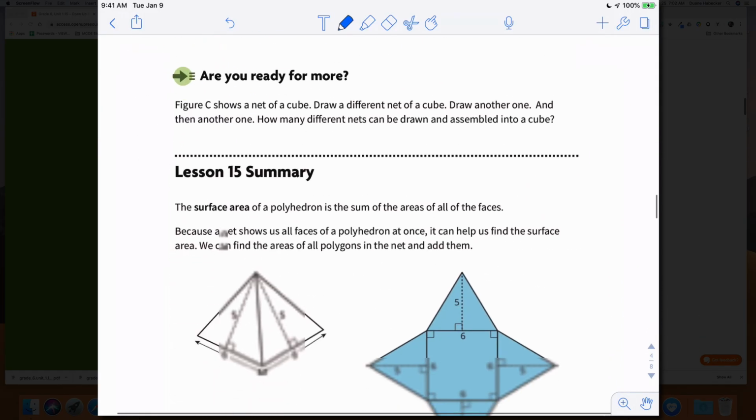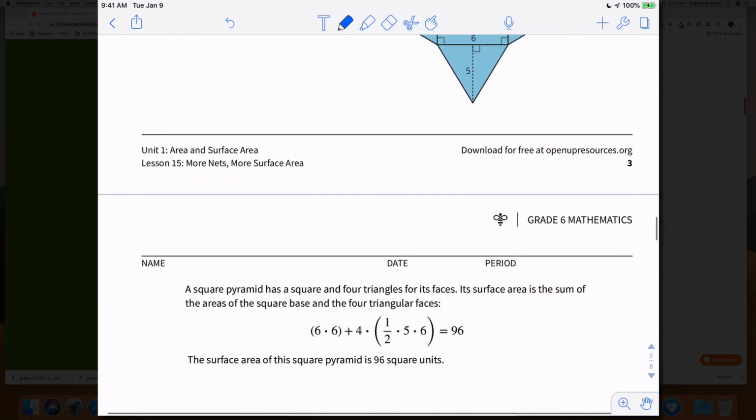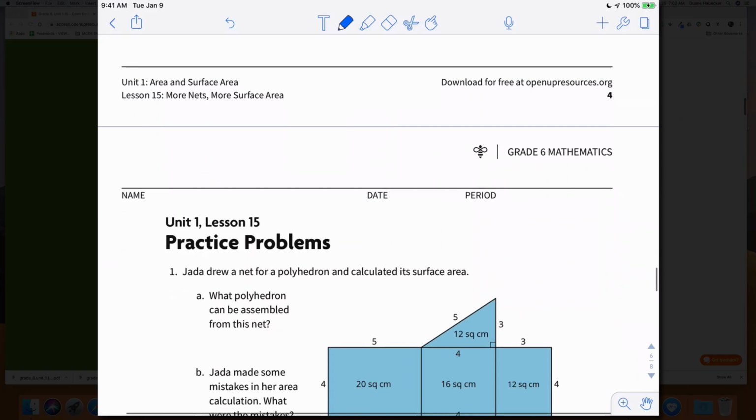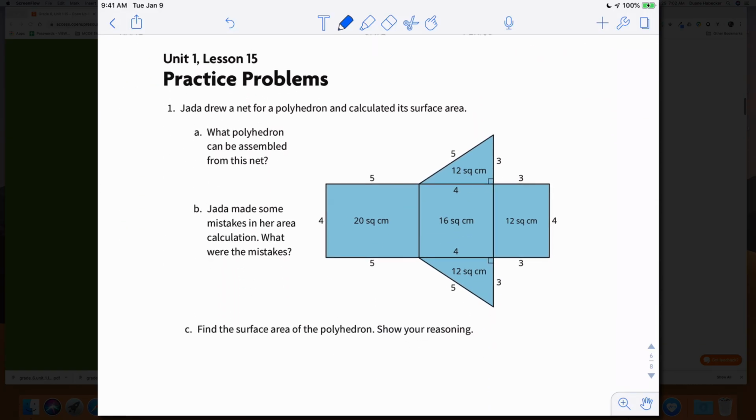All right, and then there's our summary, nice little summary. We don't have a whole heck of a lot of vocabulary today. We're just using the old vocabulary that we've been doing. So now it's time for practice. So let's help with this practice stuff.